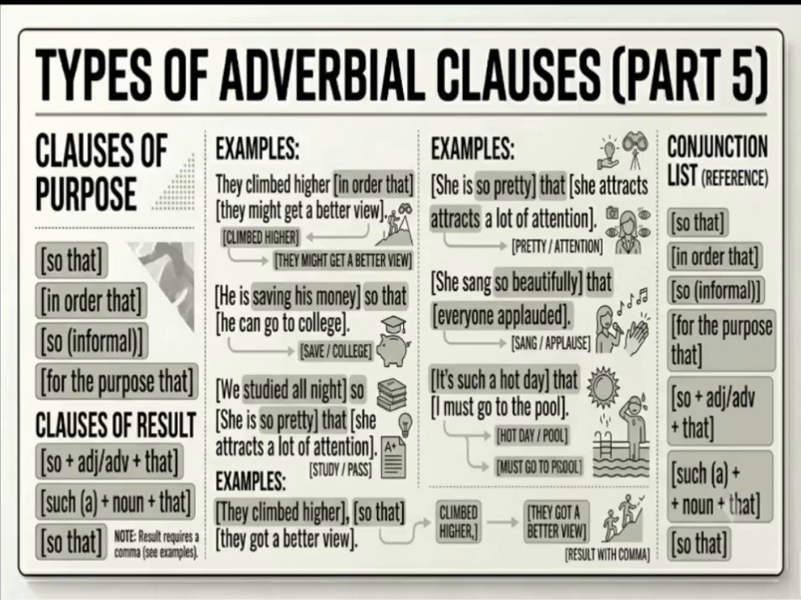Result, on the other hand, looks backward. It explains the actual outcome that was achieved. Look closely at this example. They climbed higher, so that they got a better view. Notice something special there? Exactly, the comma. In a result clause, that tiny little comma before "so that" acts like an equal sign. It tells us, and because they did that, this was the real world outcome.